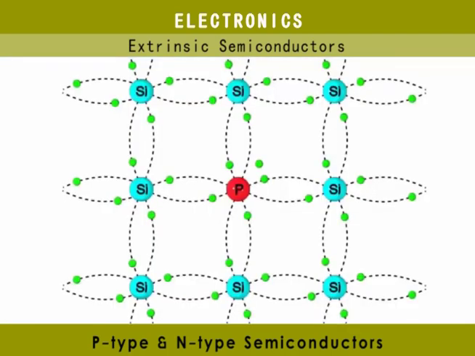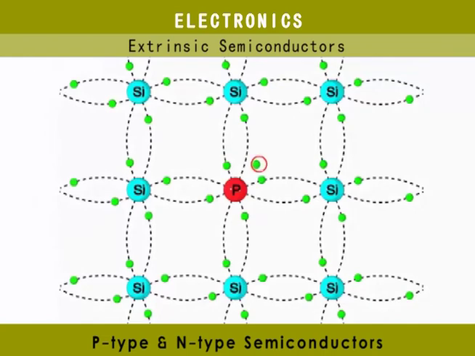Let's now see what happens when a pentavalent dopant, say a phosphorus atom, is added to an intrinsic silicon semiconductor crystal lattice. The dopant forms covalent bonds with 4 neighboring silicon atoms. The dopant atom still has 1 free electron. And therefore, each pentavalent dopant atom contributes 1 free electron to the crystal lattice of the semiconductor.